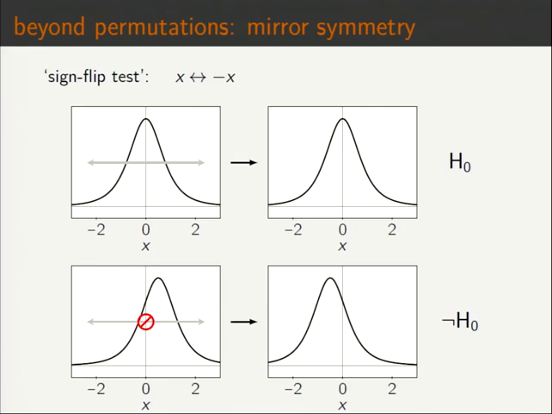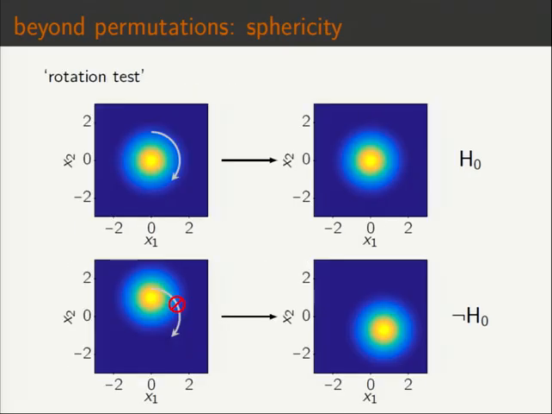If the mean is different, the distribution is still mirror symmetric, but not around 0, but around some other mean value. We apply the same flip, we get a different distribution, no exchangeability. So flipping signs, exchanging a value with its negative, allows us to test the null hypothesis of mirror symmetry around mean value 0. And there's another example which might become important in the future, so-called rotation tests.